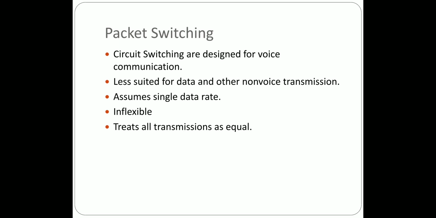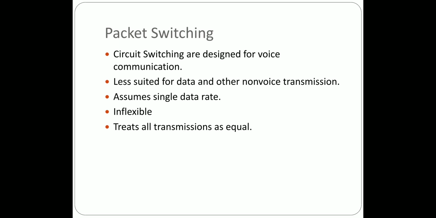Basically, circuit switching was designed for voice communication, because in voice telephone communication you just set up initially a link between the sender and the receiver, and that link exists till the communication ends. But for non-voice transmission, circuit switching is not suited. That's the first problem, because non-voice communication tends to be bursty. That is, sometimes the data is very heavy, and the rest of the time the line is idle.